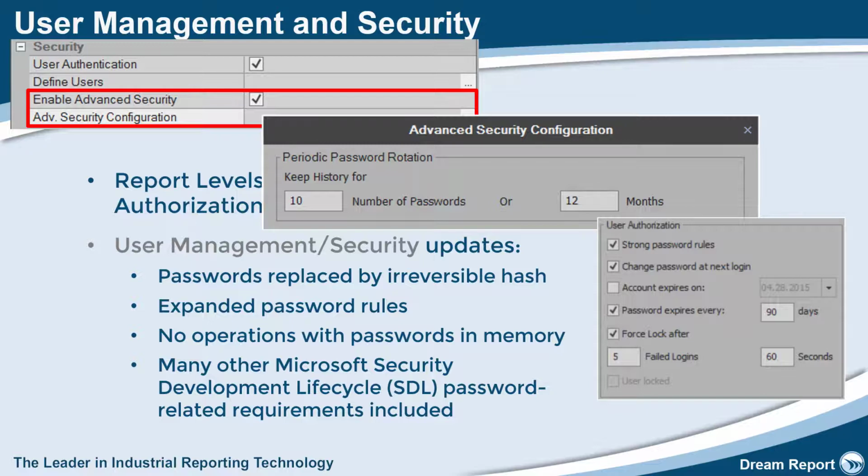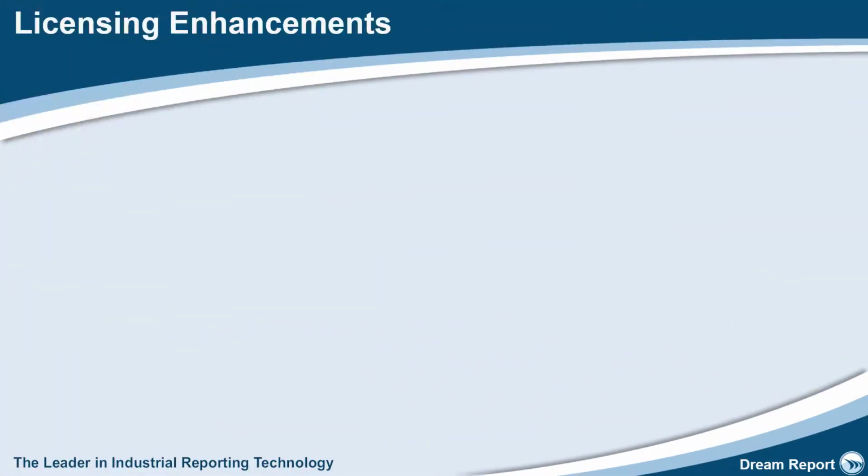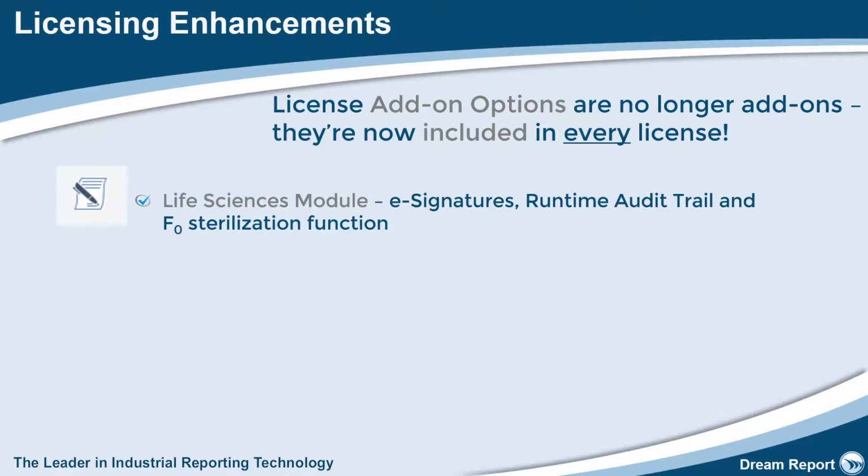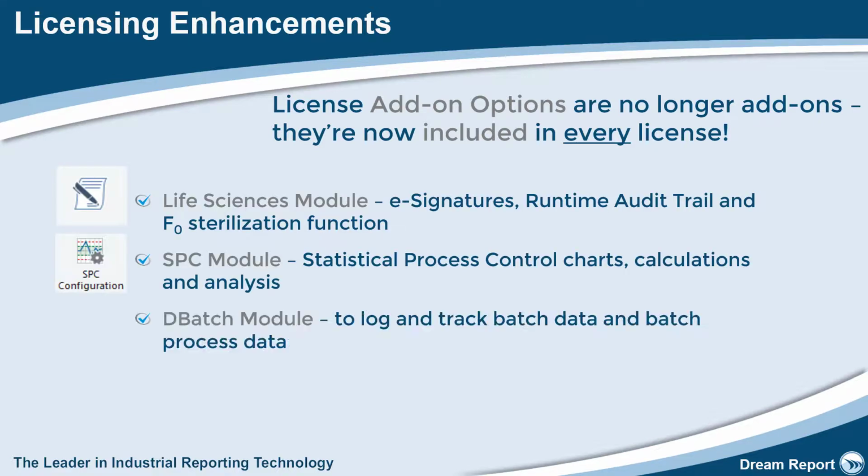Several features which were previously licensed add-on options are now included with every Dream Report license. I mentioned earlier that the BACnet driver is now included. Additionally, the Life Sciences module, the SPC module, and the DBatch module are all included with every license. And if you're currently using an older version of the software, these features will automatically be enabled when you upgrade.